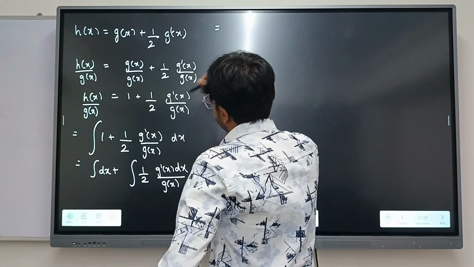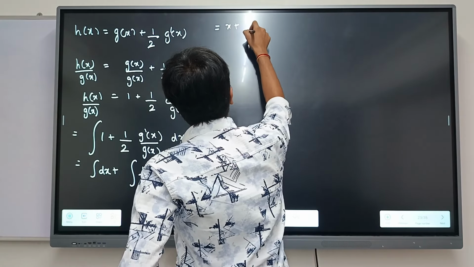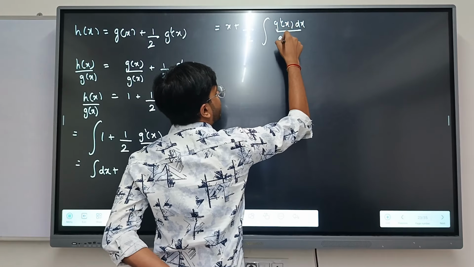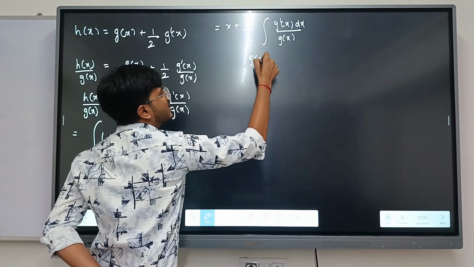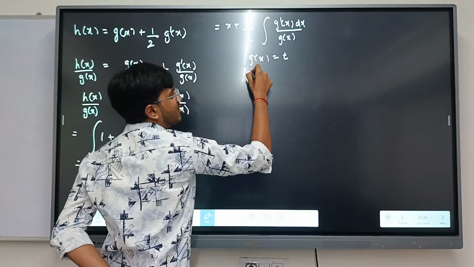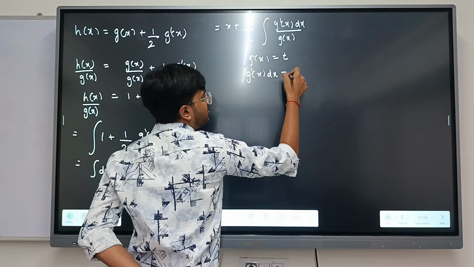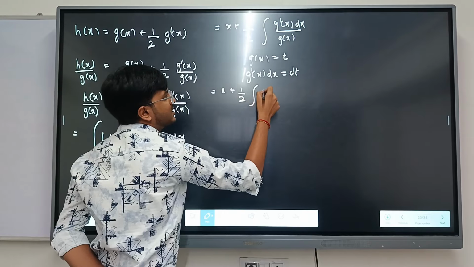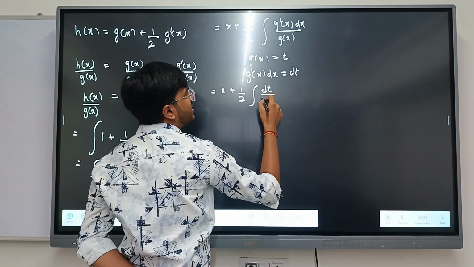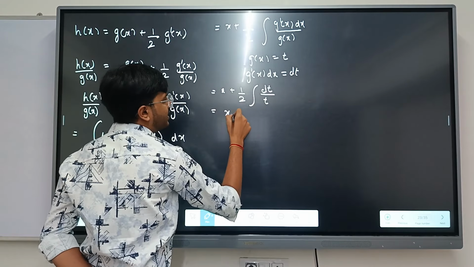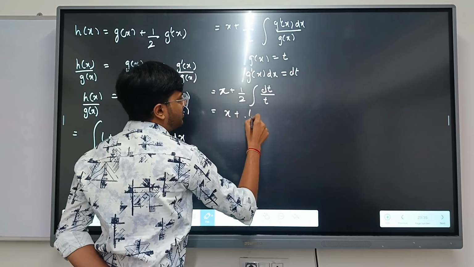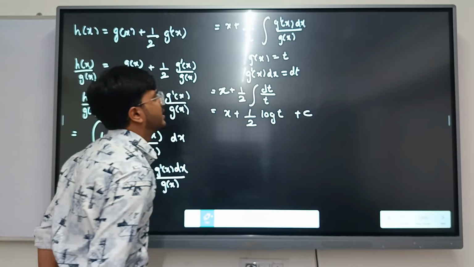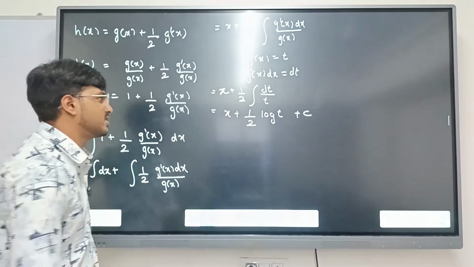What is the integration of dx? x plus 1 by 2 integration g dash x dx by g of x. If you take g of x as t, differentiation of g of x, g dash x dx, would be dt. So x plus 1 by 2 integration dt divided by t, so x plus 1 by 2 log t plus c, a constant at the end. You can add both the constants at the same time.